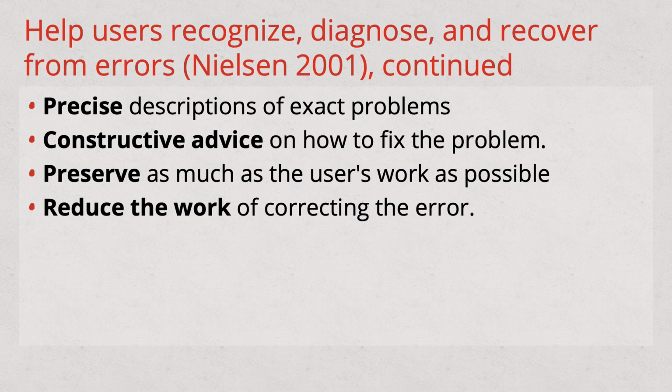Preserve as much of the user's work as possible. Don't make them re-enter everything on a form if they've entered one line item incorrectly. Reduce the work of correcting the error. Where possible, suggest the right answer. For instance, if the city doesn't match the postcode, give a list of cities to choose from.